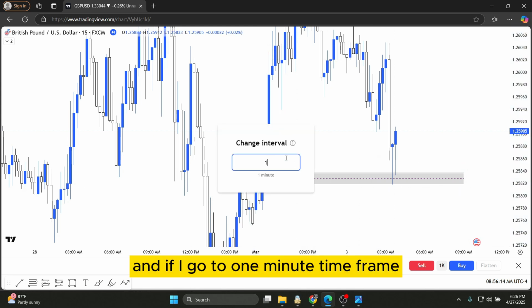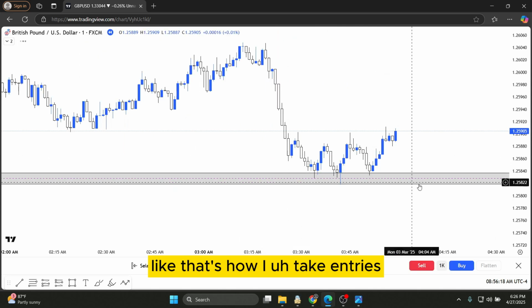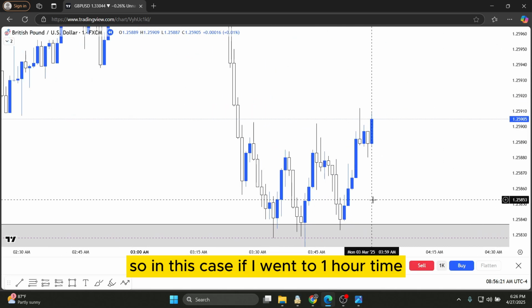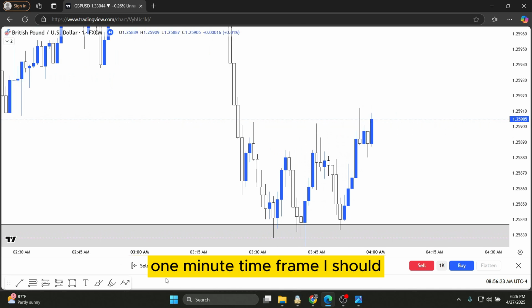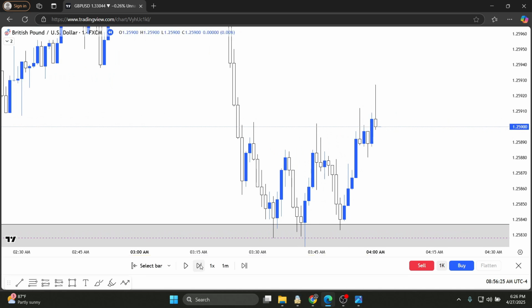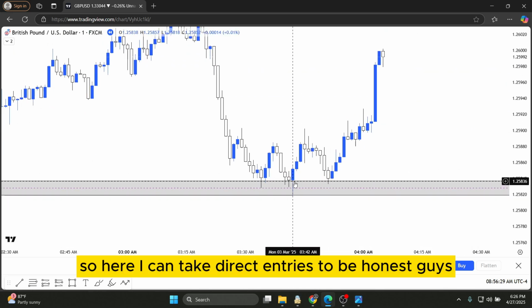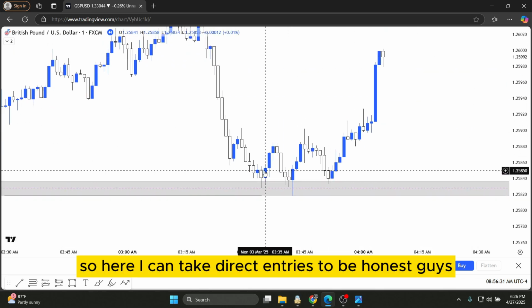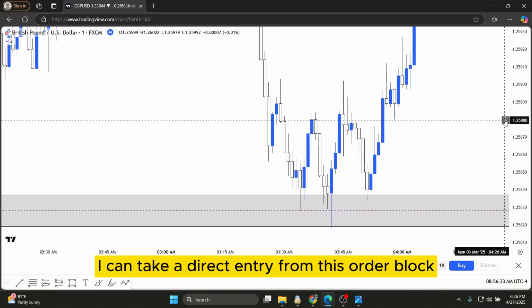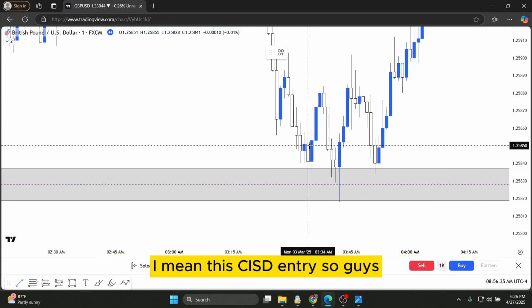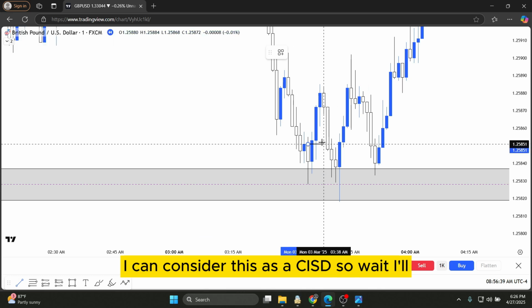And if I go to the 1 minute time frame, that's how I take my entries. So in this case, if I went to the 1 minute time frame, over here I can take direct entries, to be honest guys. I can take a direct entry from this order block, I mean this CISD entry. So guys, I can consider this as a CISD.